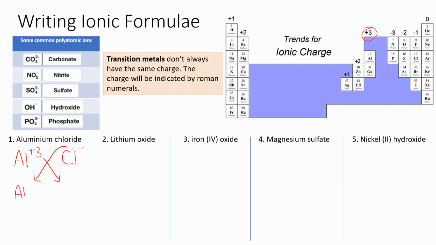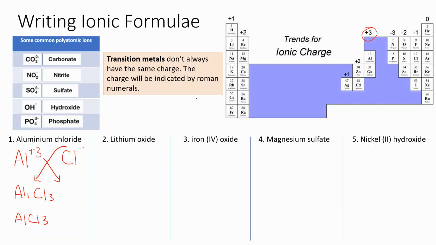So Al, this is a 1 charge, so I'm going to put a 1 next to it. And then chloride, Cl, I'm going to bring this 3 and sit it next to the Cl. Now we don't actually write the value 1, so my final answer here will be AlCl3.